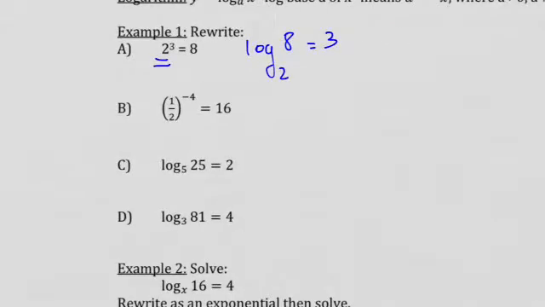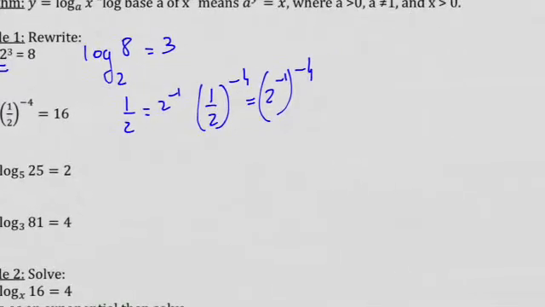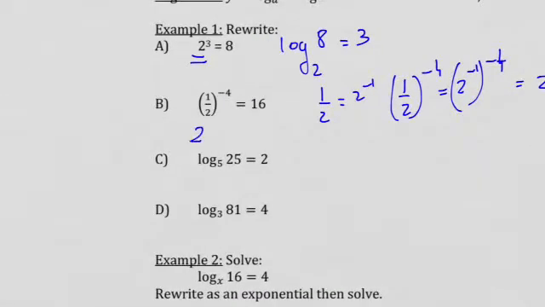Now, if I want to do the same thing right here, that's pretty simple. First and foremost, I'm going to write that 1 over 2 is 2 to the negative 1. And so 1 over 2 to the minus 4 is going to be 2 to the negative 1 to the minus 4, which is going to be 2 to the plus 4. And now what do we have? We have 2 to the plus 4 equals 16. That means log base 2 of 16 equal 4.